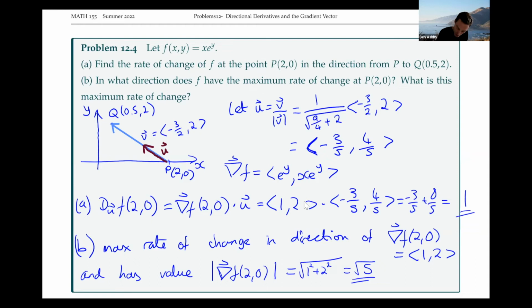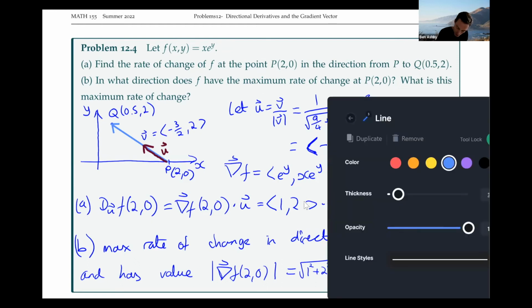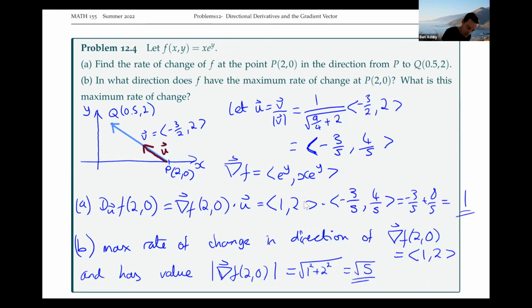So if we were to draw this on, our gradient vector looks something like this.